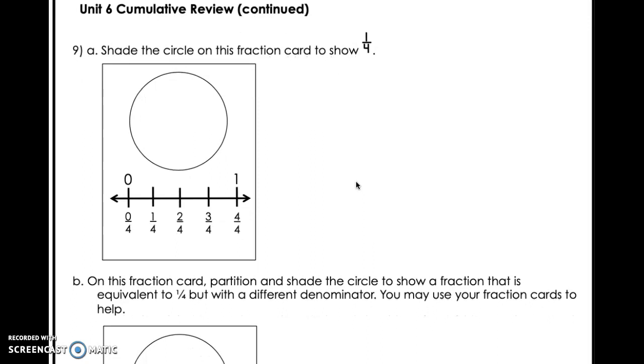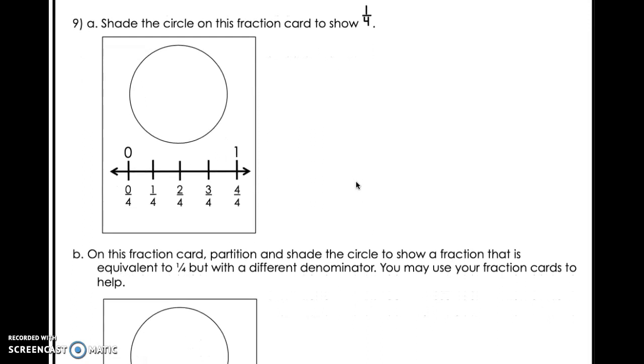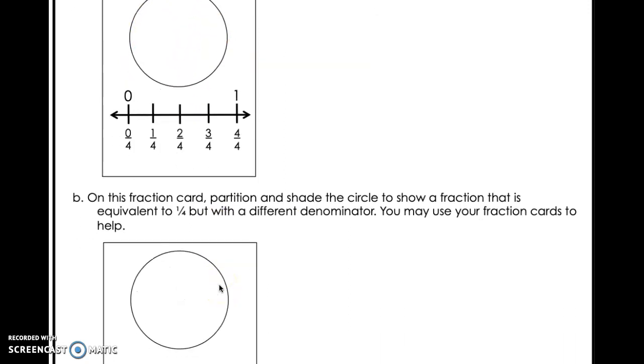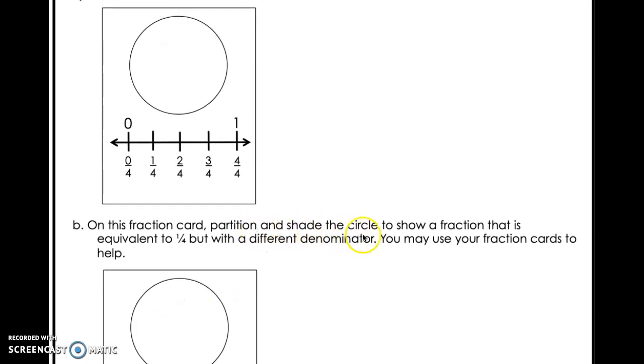Moving on. Shade the circle on this fraction card to show 1/4. So you would cut it into 4 pieces and then color in 1/4. On this fraction card, partition and shade the circle to show a fraction that is equivalent to a fourth, but it's a different denominator. So in other words, they want you to cut it differently. So you could cut it into 8 pieces instead, and then color in the same amount as up here.